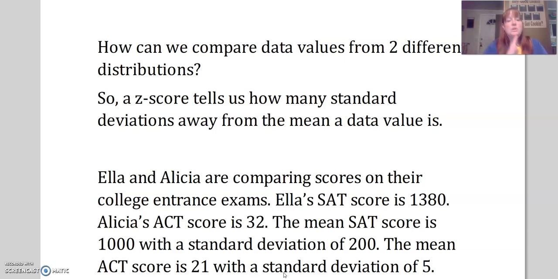For example, we look at our ACT-SAT example. If 35 had a z-score of 2.7, that means that if you get a 35 on your ACT, you are 2.7 standard deviations away from the mean. Does that make a little bit of sense? I hope so. Okay, so when we're calculating a z-score, again, we're trying to figure out how far away something is from the mean, how many standard deviations it is away from the mean.